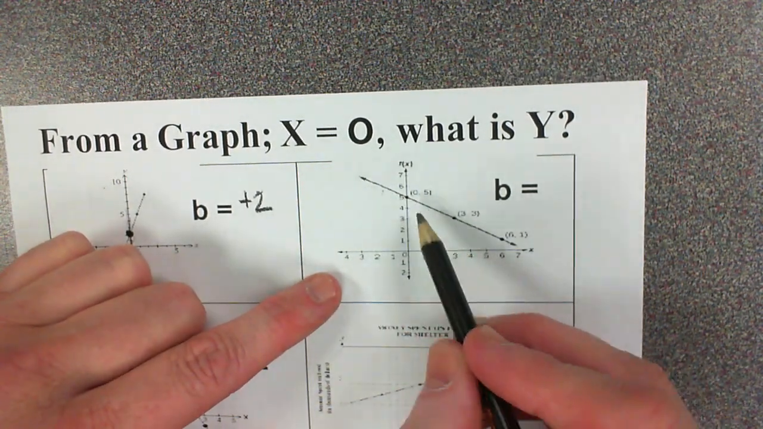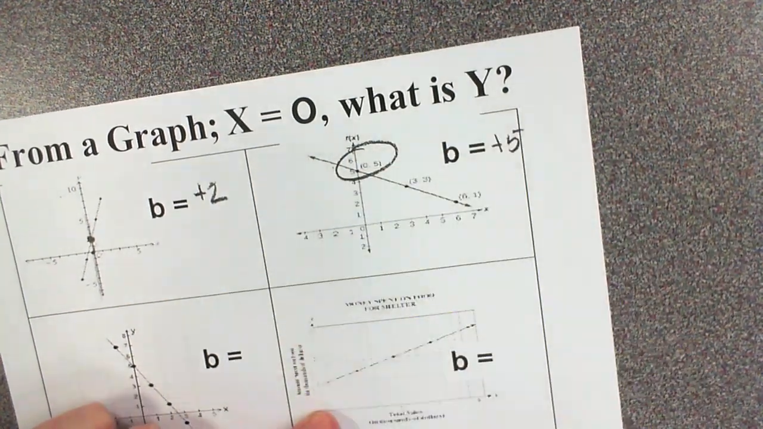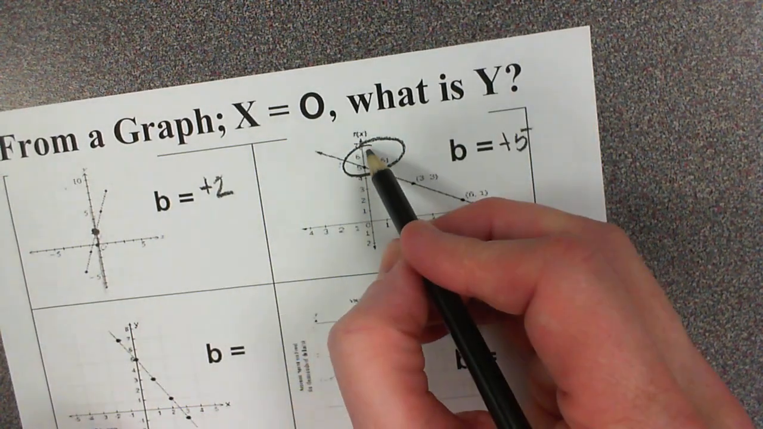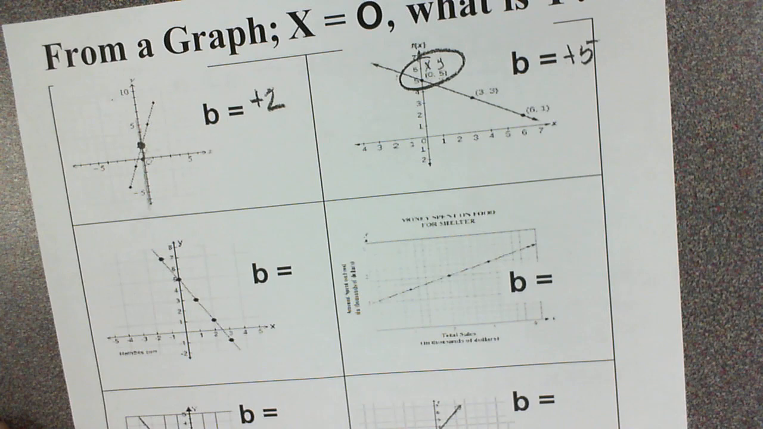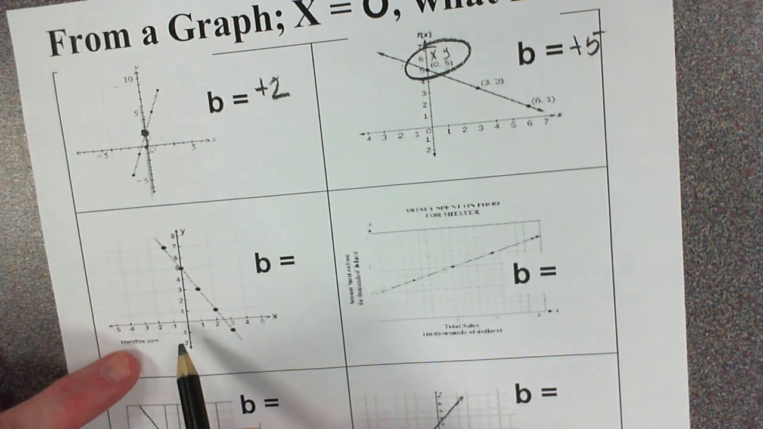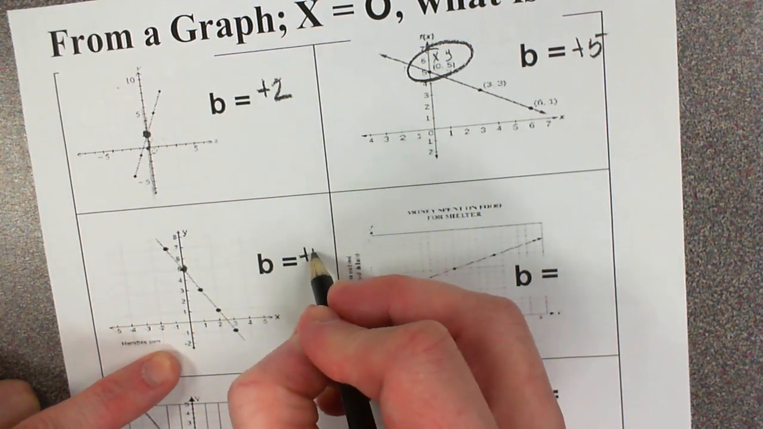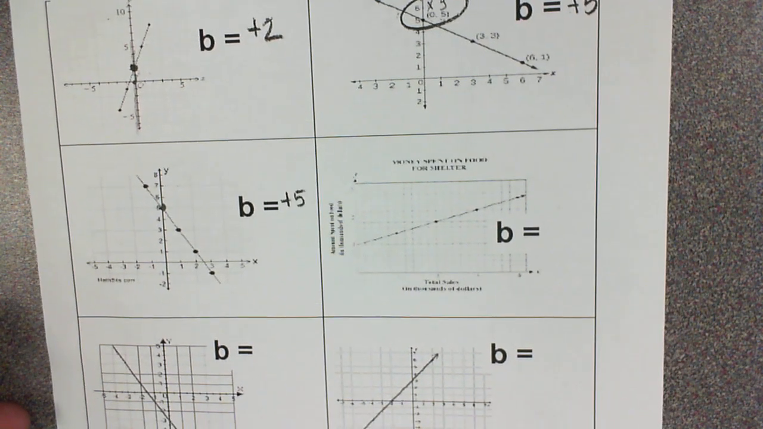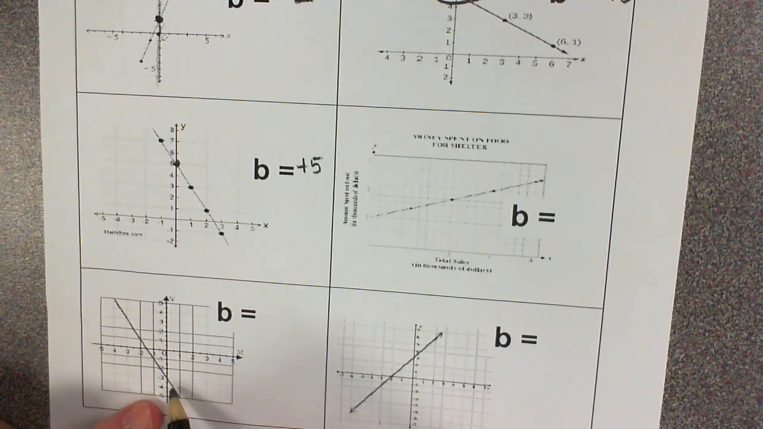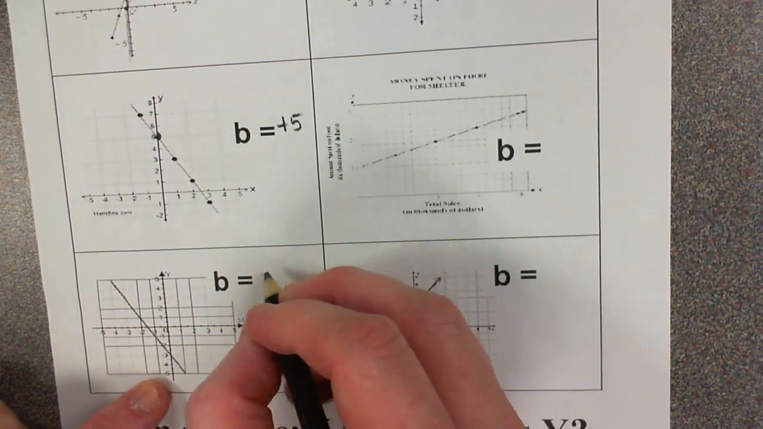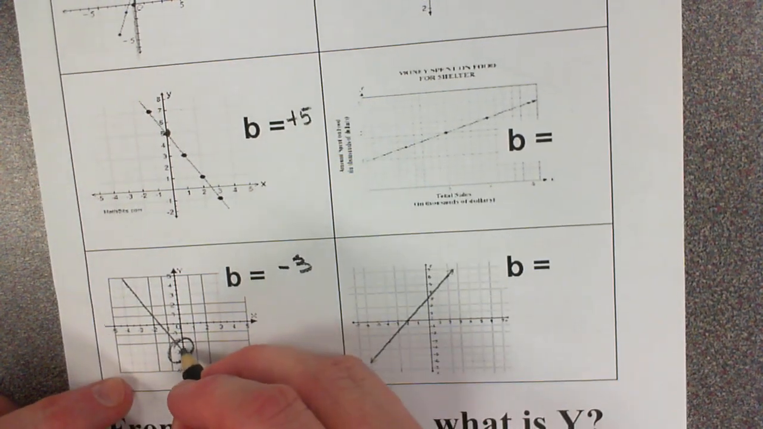How about over here? Where does this line cross through the y-axis? Can you tell me? Positive 5. Good. Right here. And again, here x is 0. Y is 5. So when x is 0, y is 5. How about for the next one down over here? Positive 5 again. B equals positive 5. How about down here? What is this one right here? Can you see that? Negative 3. Good. Negative 3. That's where the line crosses the y-axis.